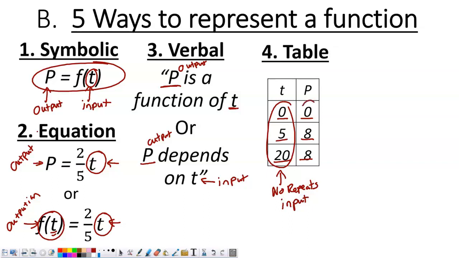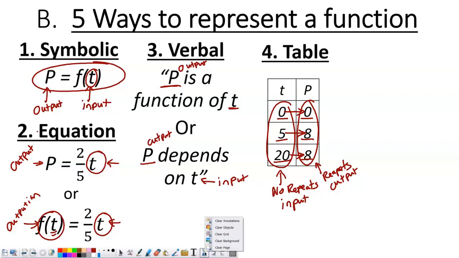But if a column has repeats, I misspelled repeats, oh well, then that's your output. So in this case, since there's an 8 repeated in the p column, that means that p cannot be your input. It has to be an output, because we said before that every input has to connect with only one output. If we drew the arrows the other way, then we would have the number 8 connecting to 2 different outputs, so that wouldn't be a function anymore.